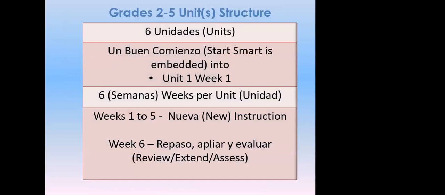So in those guías de maestro, or those teacher guides, you're going to see the unit structure. And those unit structures are as follows for second through fifth grade. In second through fifth grade, there are six units, seis unidades. Within each of those six units, you're going to find seis semanas, or 6 weeks of instruction per unit. Embedded in unit one, week one is something called un buen comienzo, or a start smart, just like you have in Wonders. In weeks one through five of that unit, you're going to find all of the new instruction, o toda la nueva instrucción.